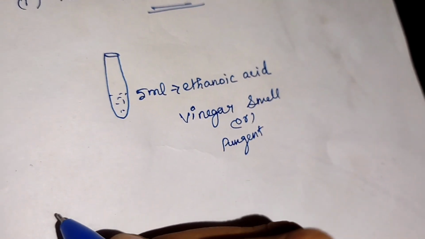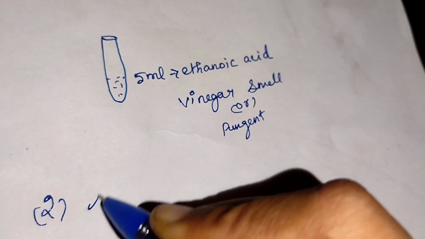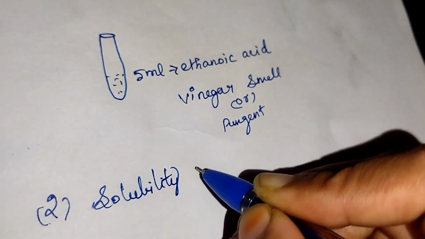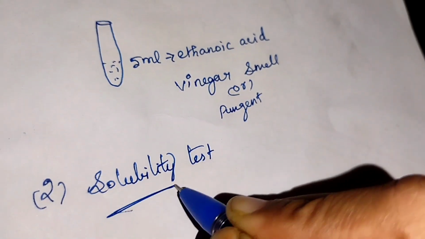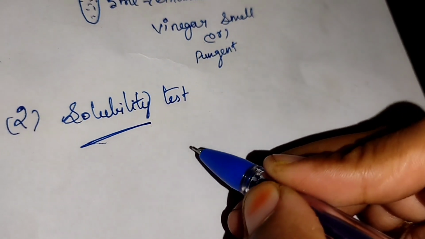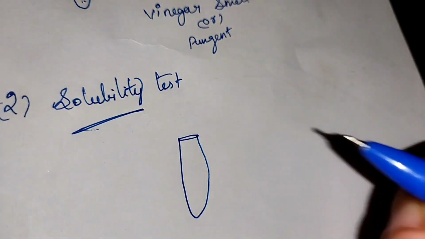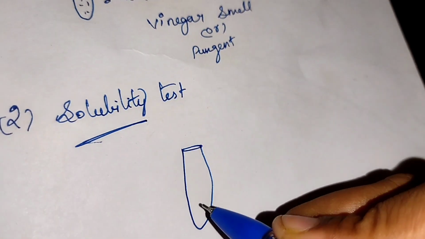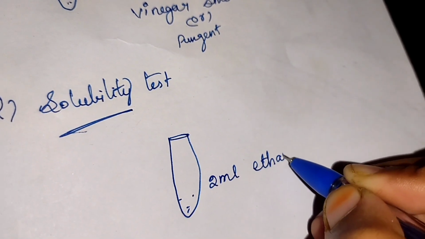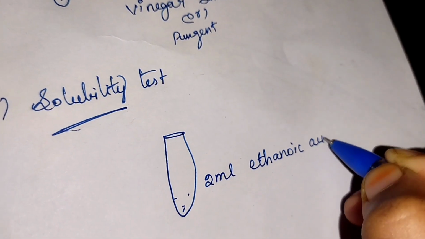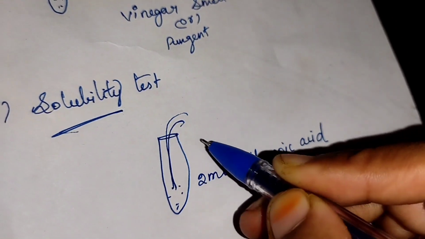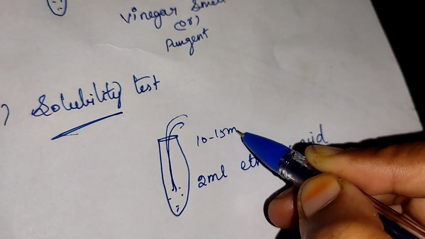And the second test is the solubility test. To check the solubility of this ethanoic acid, as usual I am taking one test tube. In that test tube I added 2 ml of ethanoic acid, and then I am pouring some distilled water, 10 to 15 ml of distilled water.